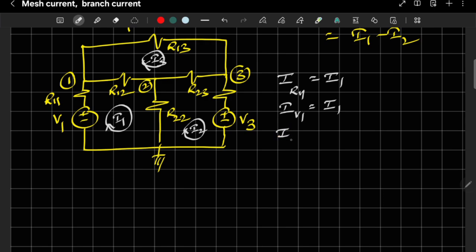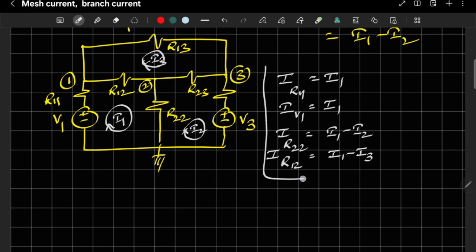What about current through R22? I need to take the difference between the two currents I1 and I2. That means I1 minus I2 I will get. Now these three, and one more thing also we can write, R12 also we can take. IR12 is equal to, can you tell the current related to R12? It is I1 minus I3, because this branch is related to mesh 1 and mesh 3. So I have to take the current difference between mesh 1 current and mesh 3 current, that is I1 minus I3. So these are the currents I have written with respect to mesh 1 alone.